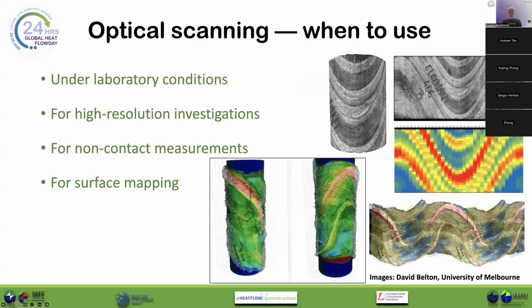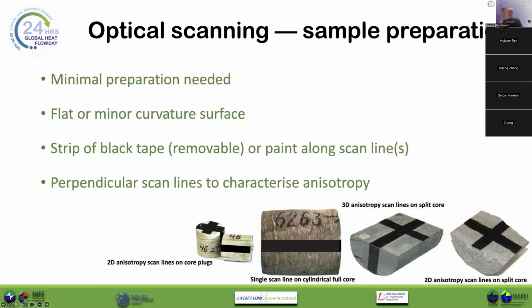And you can create interesting images like this, which map the thermal conductivity of a core in pseudo 3 dimensions around the core surface. So minimum preparation needed. You don't need to cut or polish the surfaces. All you need to do is apply a black line along the surface for absorbing the optical scanning laser. Black line can be paint or even just black tape, as long as the black tape itself is making very, very good contact with the sample. Black electrical tape is often applied for these sorts of measurements.